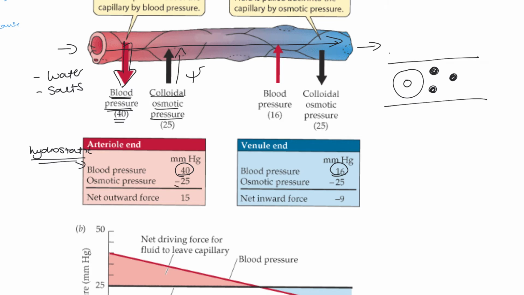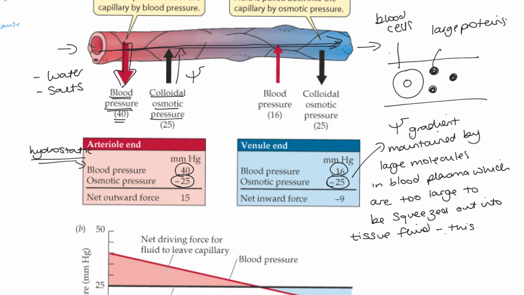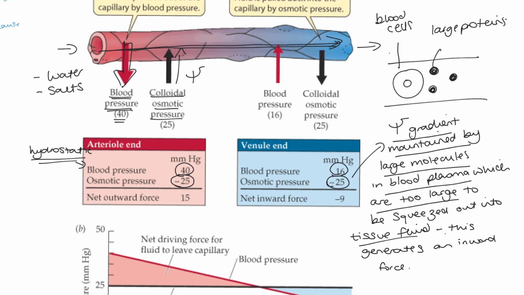Can you see how the water potential is the same, minus 25, minus 25 at both ends? So the water potential gradient doesn't change, and the water potential gradient is created and maintained by things that remain dissolved in the blood plasma. So the large proteins and the blood cells. So we have these two antagonistic forces. We have one force pushing outwards, the hydrostatic pressure, and one pushing inwards, the osmotic pressure. The water potential gradient, which is maintained by the large molecules in the blood plasma, which are too large to be squeezed out via the pores or the fenestrations into the tissue fluid. And this generates an inward force.